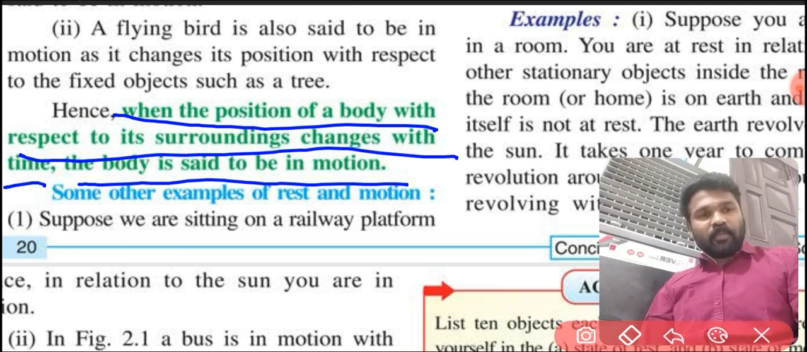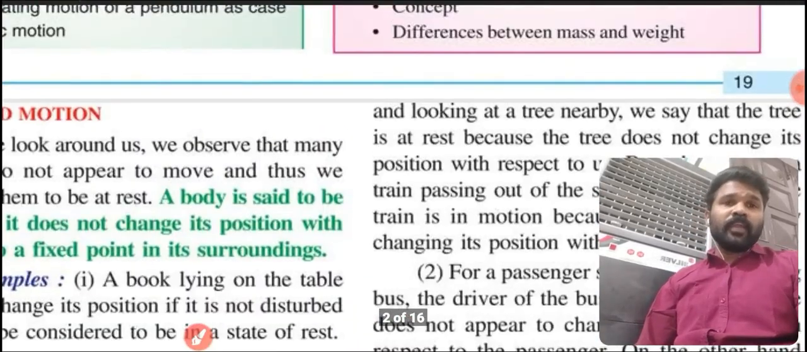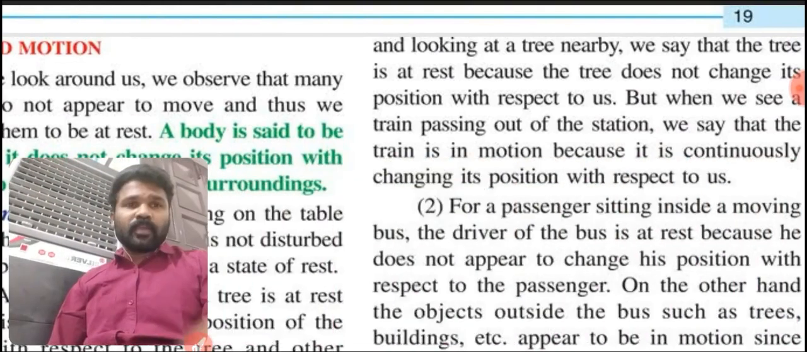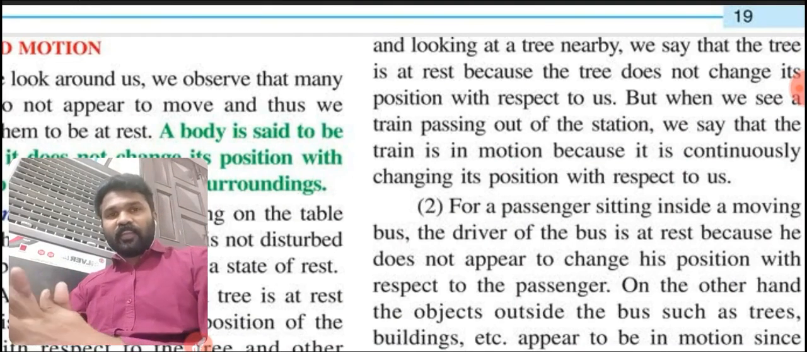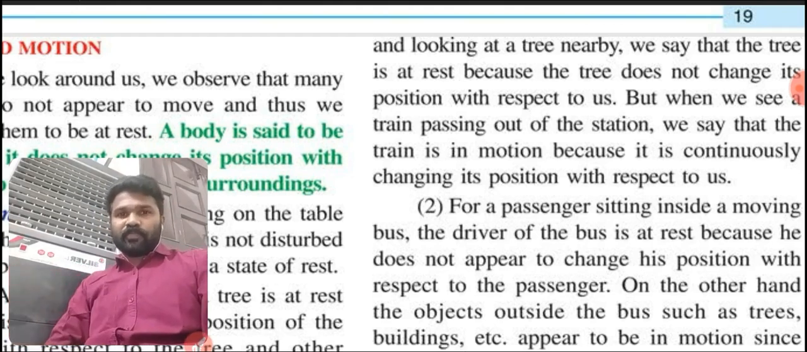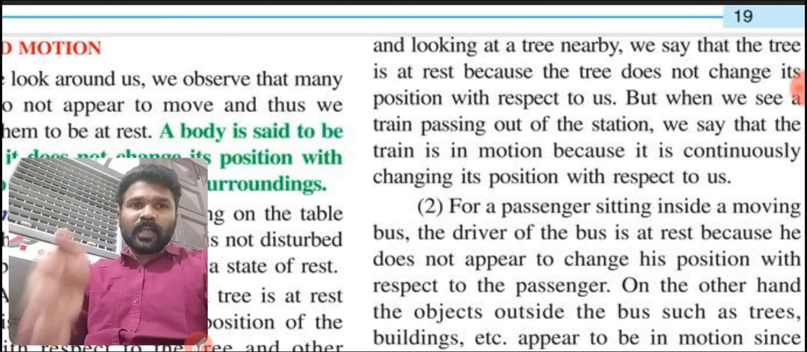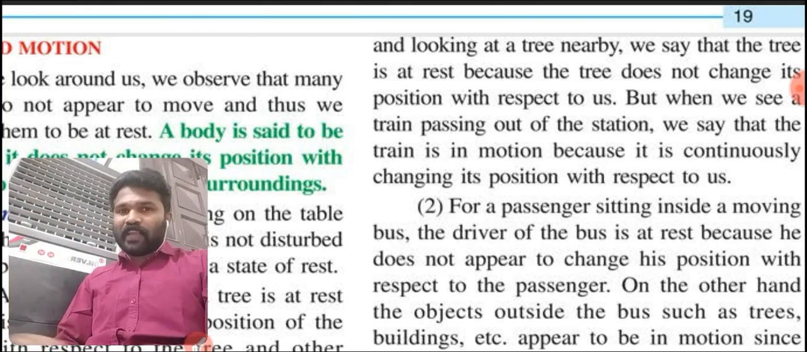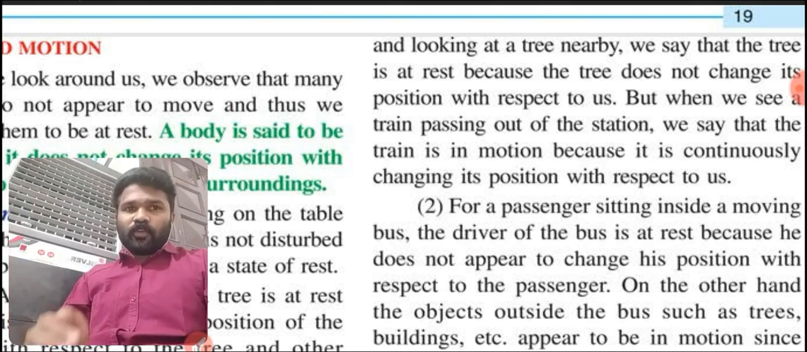Some other examples also. Suppose we are sitting on a railway platform and looking at a tree nearby. We say that the tree is at rest. The tree won't move from one place to another. We say that the tree is at rest because it does not change its position with respect to us. We are sitting on a railway platform and in front of us one tree is there. According to its position, it is not moving.